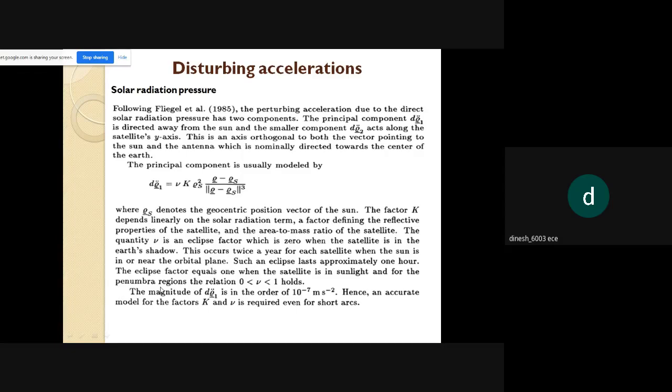So the eclipse factor equals 1 when the satellite is in sunlight, and for the penumbra region the relation will be 0 less than V less than 1. This means that in the penumbra region the satellite will have a V value between 0 and 1, and the magnitude of dp1 will be in the order of 10 power minus 7 meter per second square. Hence an accurate model for factors K and V will be required, especially for arcs much shorter than an orbit.